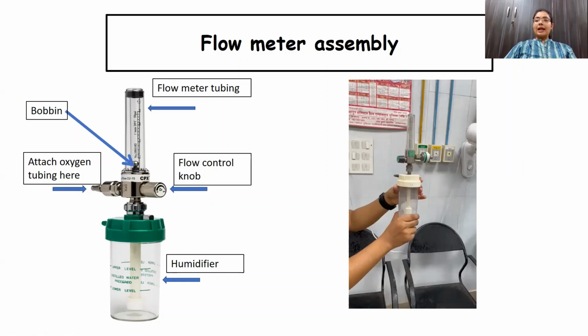Remember, any of these objects or the valves or the lids would open in an anti-clockwise direction and they would close in a clockwise direction. So when you rotate a flow control knob in an anti-clockwise direction, this bobbin would rise and the diameter of the bobbin would actually indicate the level or the flow of oxygen. And this is the point where you would attach the oxygen tubing.